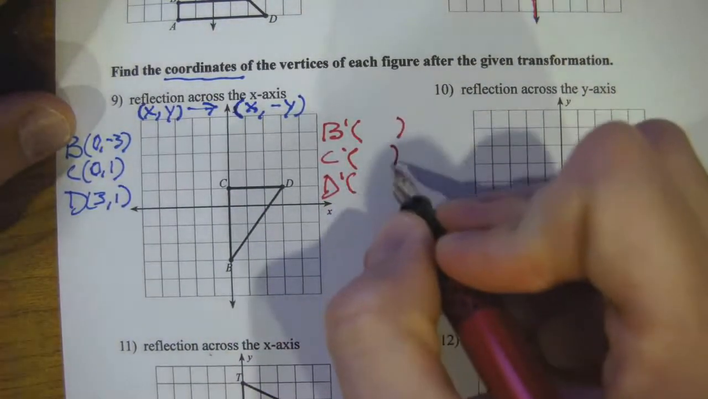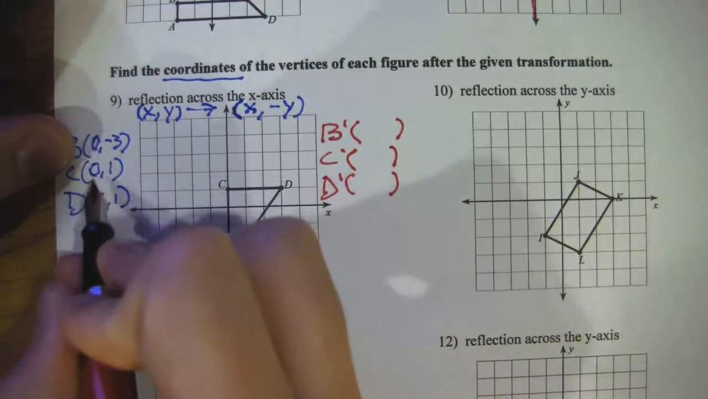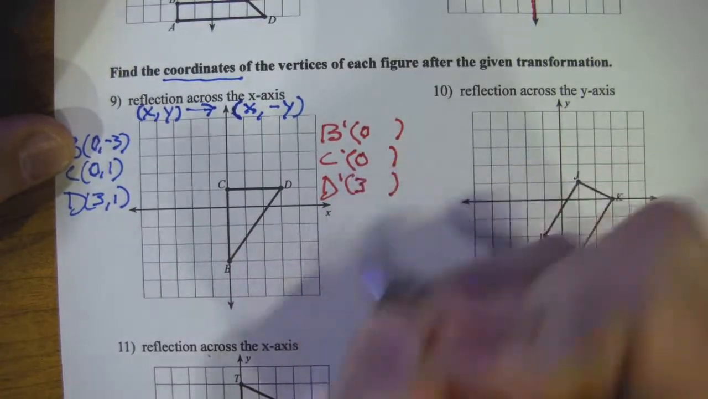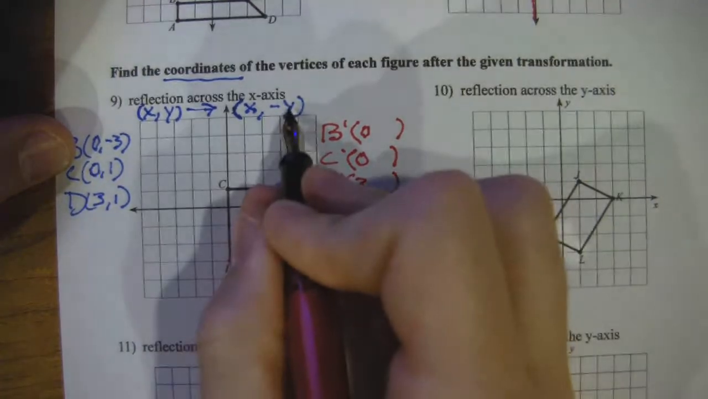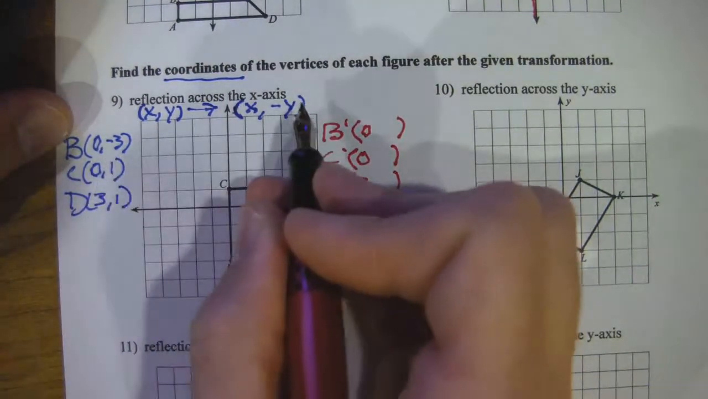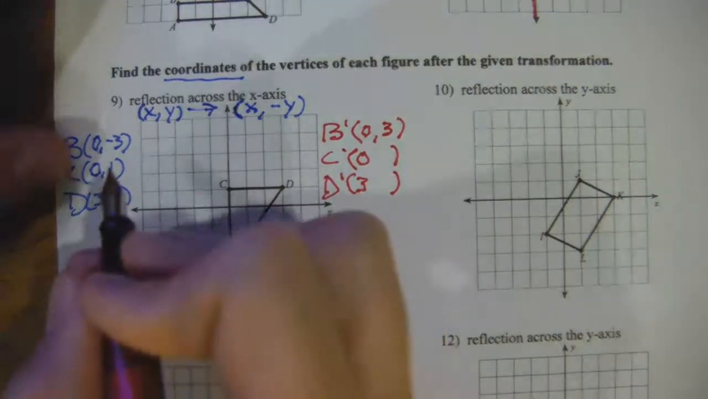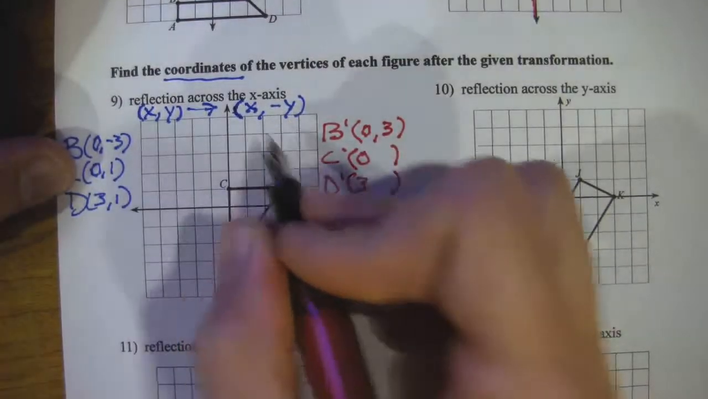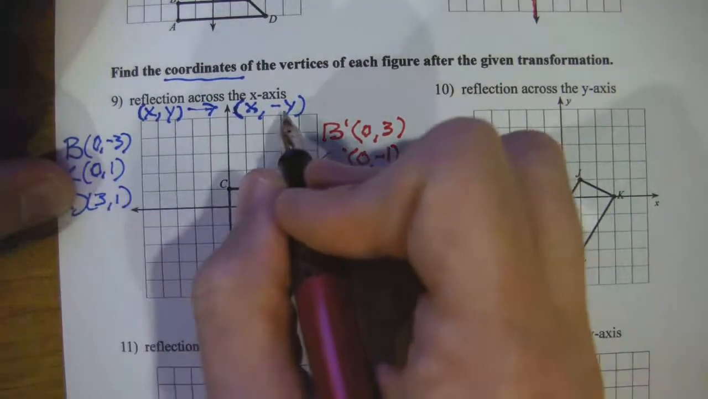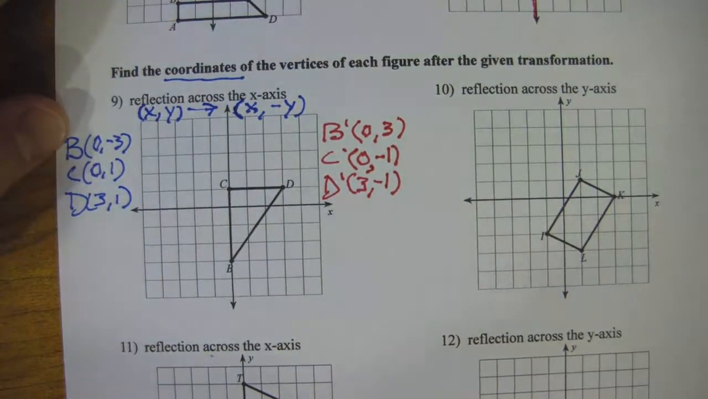There we go. X's stay the same. So 0, 0, 3 doesn't change. Y's all become opposite. So take a look. That negative 3, its opposite is a positive. 1 is a positive. Its opposite is a negative. 1 is positive. Its opposite is a negative. And ta-da, I've got all the points, no counting required.